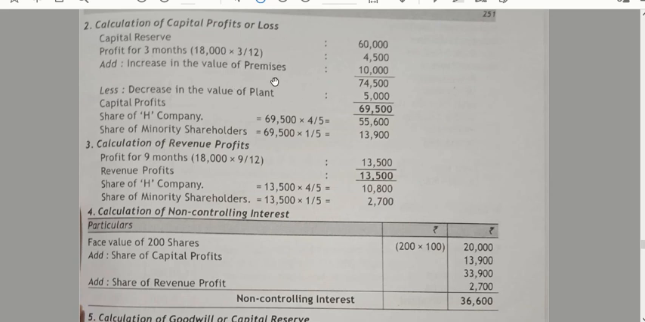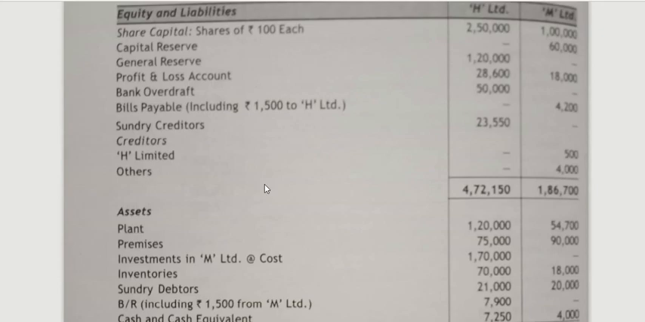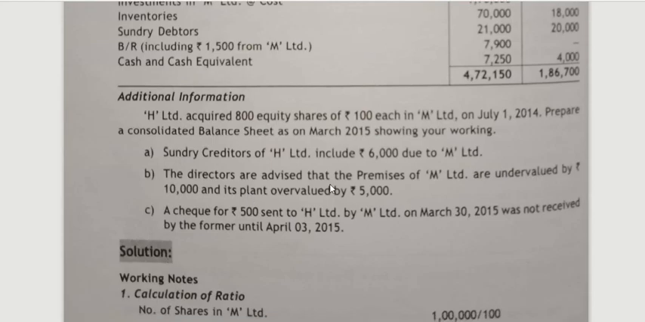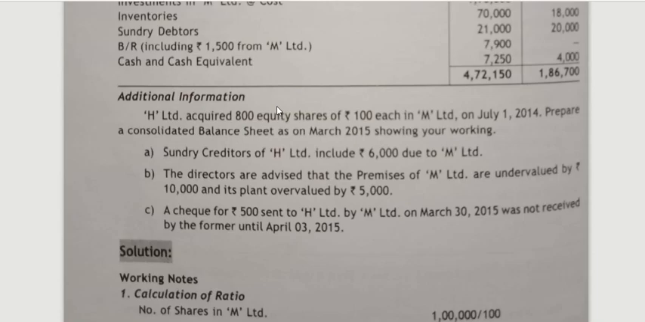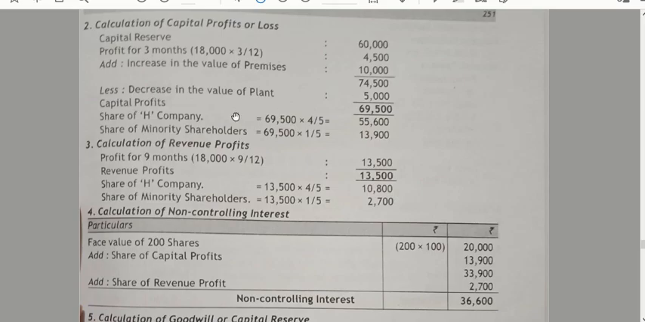Add increase in the value of the premises. They are telling in the additional information that the premises are undervalued and the plant is overvalued. So add the increase in the value. Since it is undervalued, you need to increase it from undervalued to the proper value, so you will add 10,000. Minus decrease in the value of plant. It is shown as overvalued, so in order to reduce it to the correct value, you will minus 5,000.